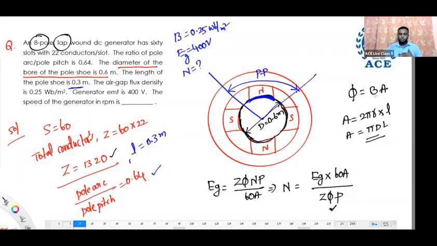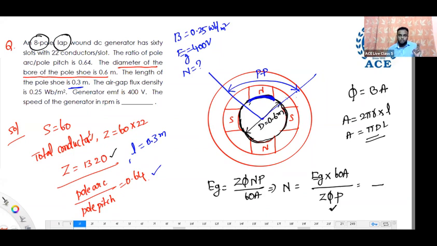Now if you substitute here B into A, you will get flux per pole. Then substitute in this equation, you will get the speed of the generator. But here, if you find the area, you will get the total surface area. But how much is the pole shoe covered? Pole shoe is not covering the total, no.